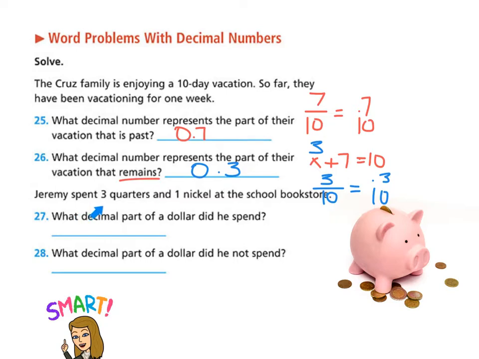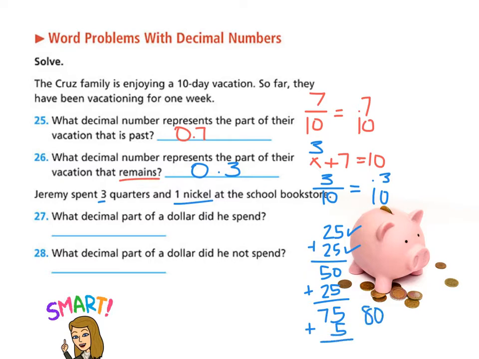Let's look at the next one. Jeremy spent 3/4 and 1 nickel at the school bookstore. What decimal part of a dollar did he spend? Okay, so 3/4, each quarter is 25 cents. So that's 25 plus 25 is 50. And he did 3/4, so I only have 1, 2. So I need to add a third. So that's 75 cents so far, plus 1 nickel. A nickel is equal to 5 cents. So far he spent 80 cents at the bookstore.